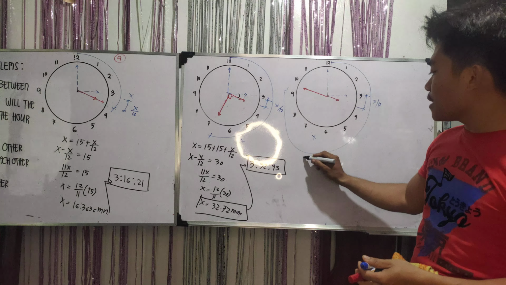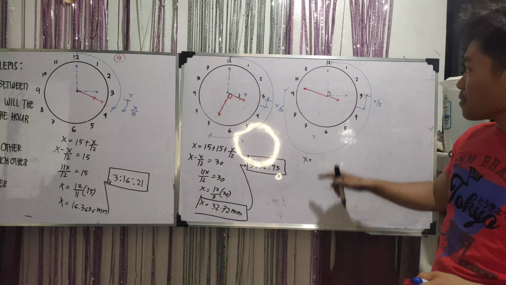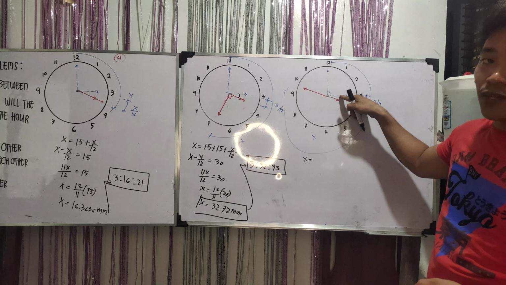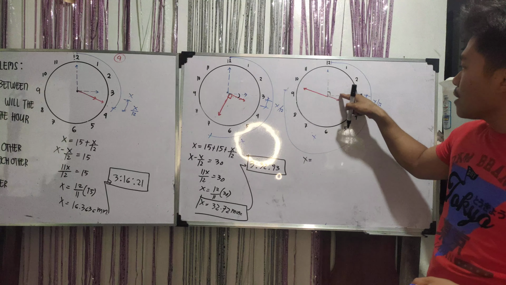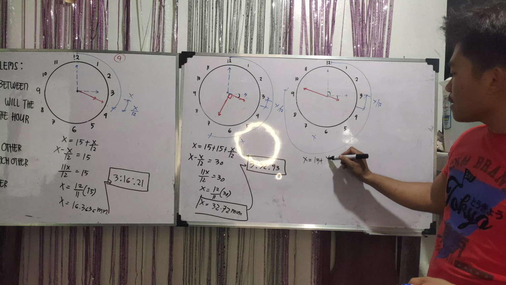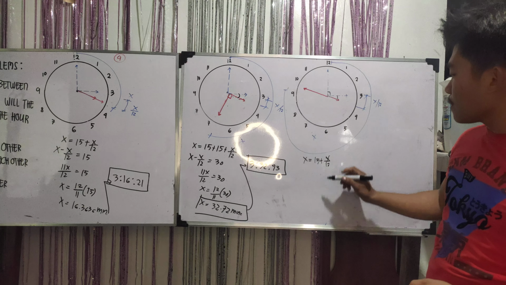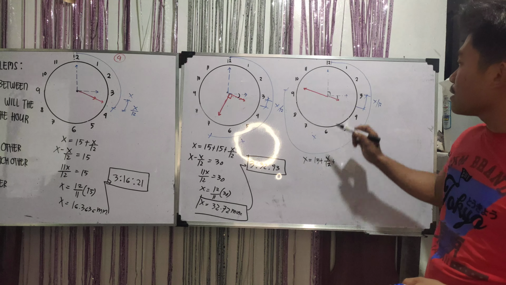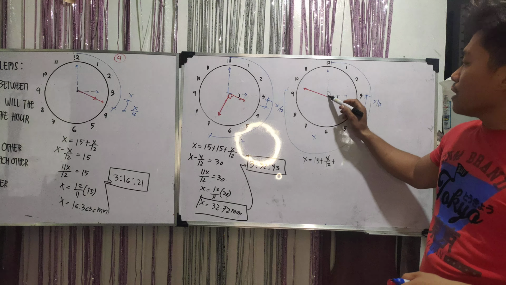Okay, tingnan. This is 90 degrees, okay? If this is 90 degrees, that is equivalent to 15 minutes. So, 15 plus X over 12. Plus, now, this is a straight line.